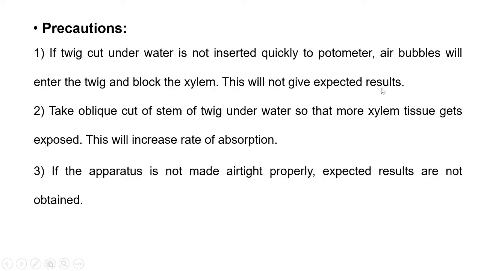That's why, after taking the oblique section of the lower side of the plant twig, we have to insert it immediately in the burette photometer. The second precaution is to take an oblique cut of the stem of the twig underwater so that more xylem tissue gets exposed. This will increase the rate of transpiration. And the third precaution is that if the apparatus is not made airtight properly, expected results are not obtained. These 3 precautions may be taken during the practical.